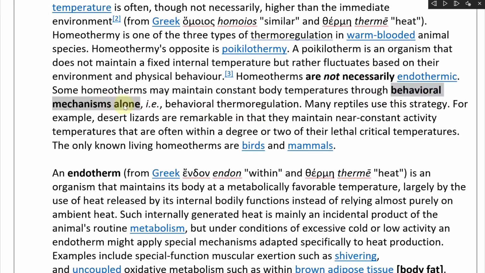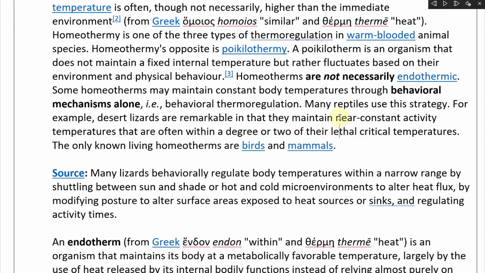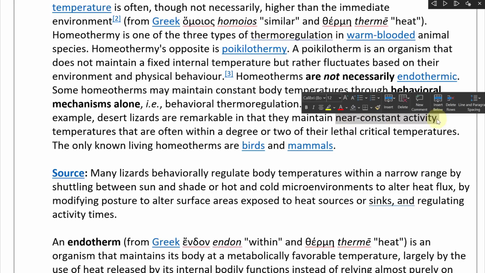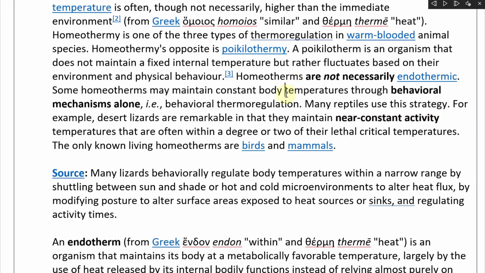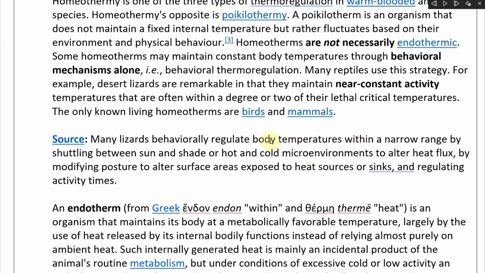So in other words, they just move wherever it's the same temperature, i.e., behavioral thermoregulation. Many reptiles use this strategy. For example, desert lizards are remarkable in that they maintain near constant activity temperatures that are often within a degree or two of their lethal critical temperatures. To gain more insight on what this means, essentially they're just moving around to different locations, or changing how their body is positioned to get heat sources out or in.